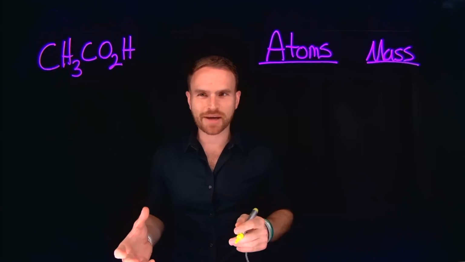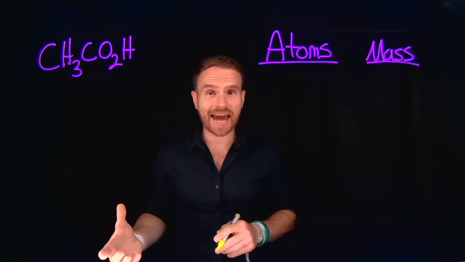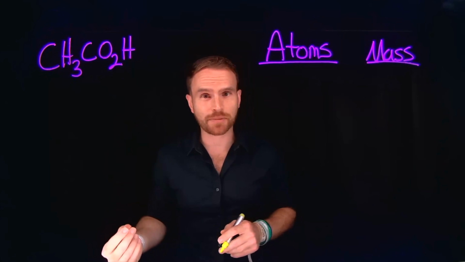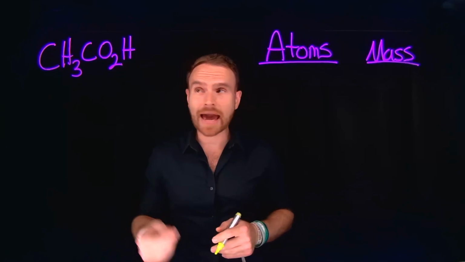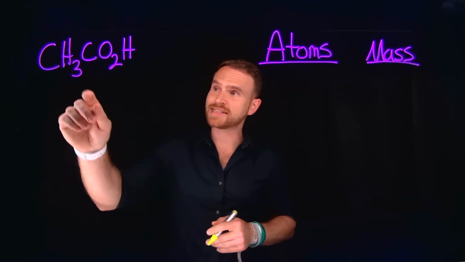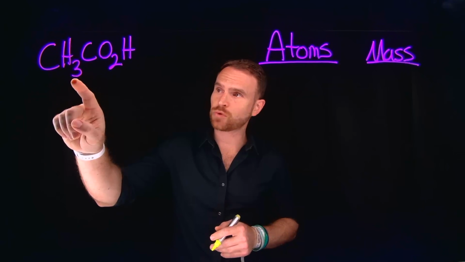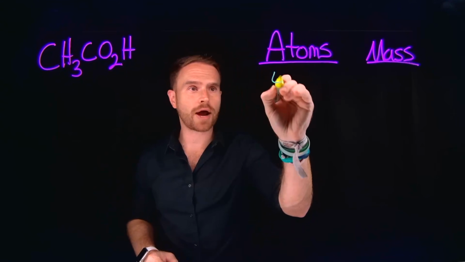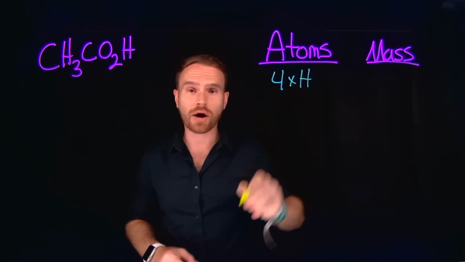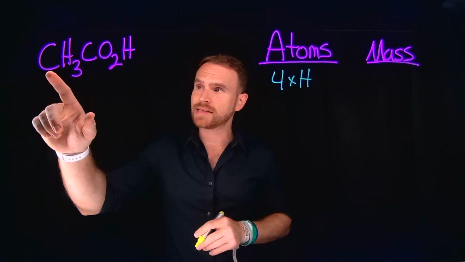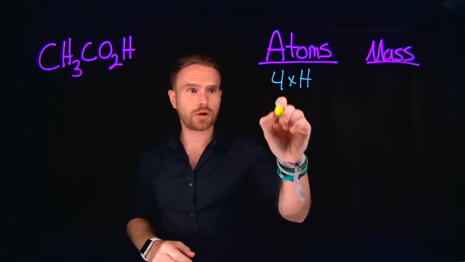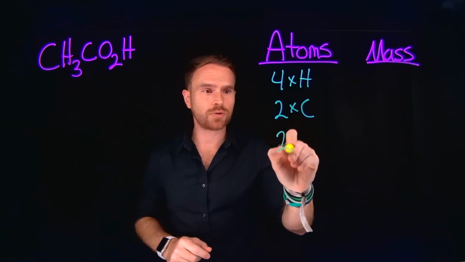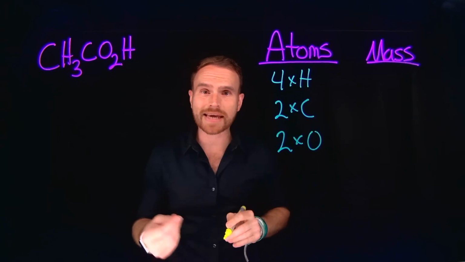Let's try another example. In this case, we're looking at acetic acid, which has CH3CO2H as its molecular formula. So we need to begin by counting how many atoms of each type there are. In acetic acid, we know that there are at least 3 hydrogens, and then we add 1 more, and that gives us a total of 4 hydrogen atoms per molecule of acetic acid. Then we can go to carbon and see that there are 2 carbons located in this molecule, and then there are also 2 oxygens. So we need to account for each of these atoms when we calculate the molar mass.